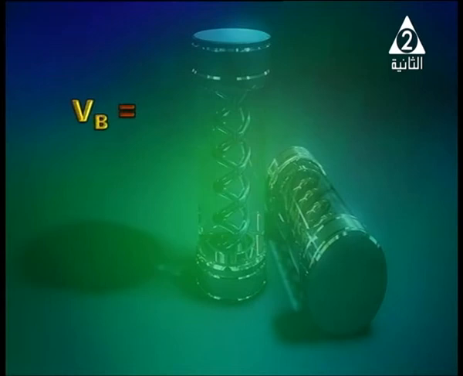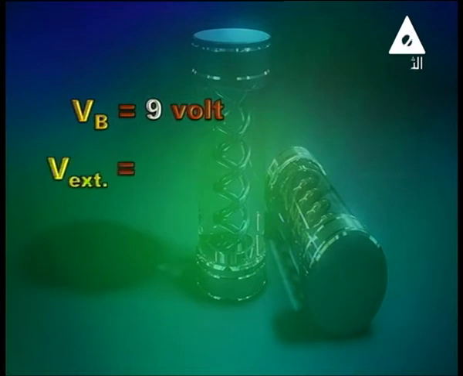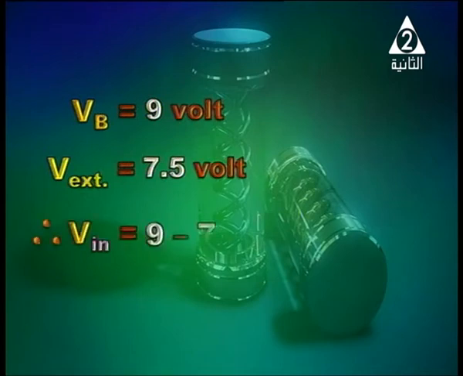V battery, as I said, is equal to 9 volt, but V external is 7.5. It's all easy to calculate the internal voltage. It is the difference: 9 minus 7.5, it is 1.5 volt.